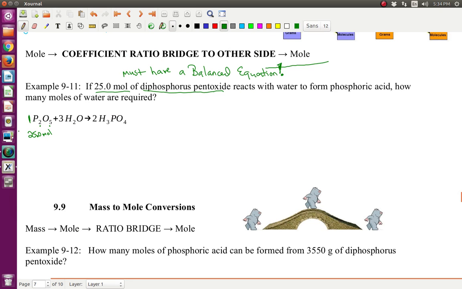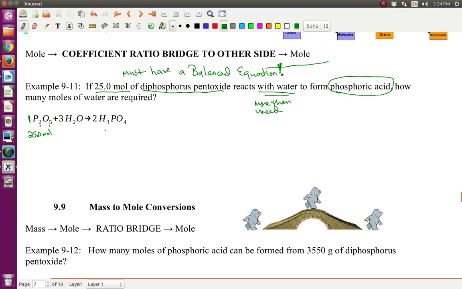So it reacts with water. Now when it just says with water, that means you have more than you need. And we'll understand that a little bit more. That means you're going to have all the water that you need, so don't worry about that. To form phosphoric acid, which is one of those acids you're supposed to have memorized, which is H3PO4.